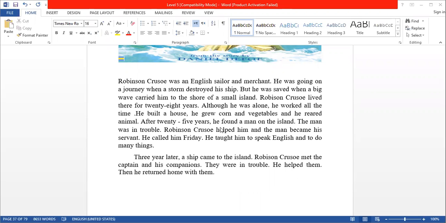After 25 years, he found a man on the island. The man was in trouble. Robinson Crusoe helped him, and the man became his servant. He clothed him. He called him Friday. He taught him to speak English and to do many things.